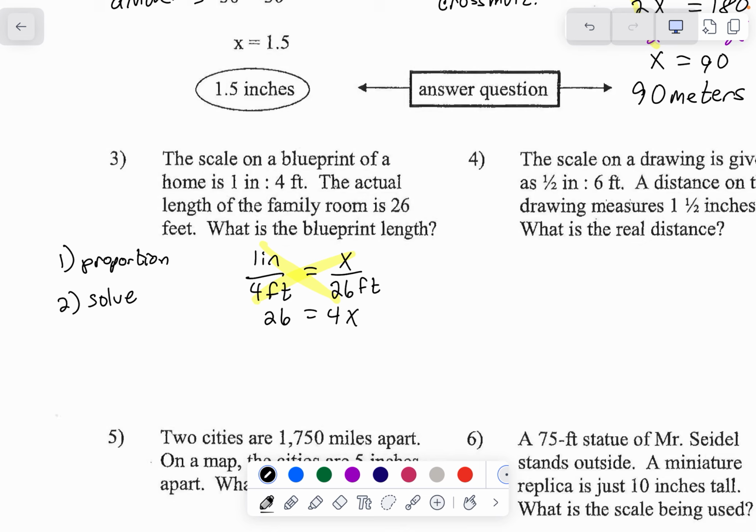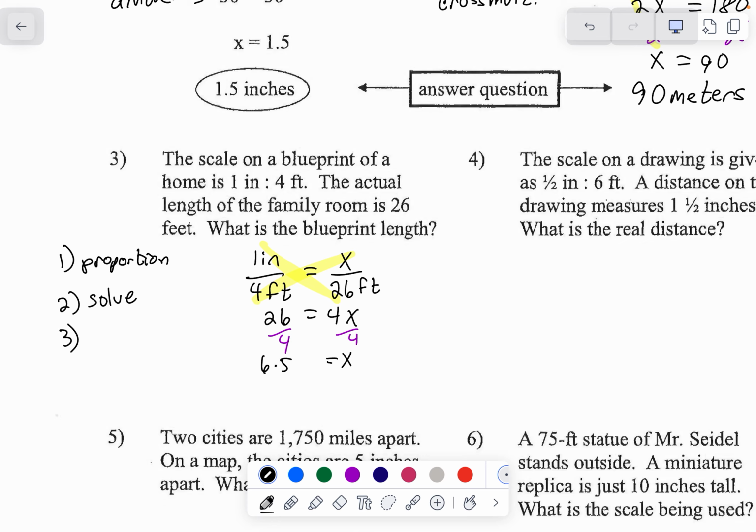Okay. And then how do we get that X by itself? Divide by 4. So we're going to divide by 4. And because this is a real life application, getting that decimal is a good idea. Rounding maybe to the nearest tenth is probably a good idea. This one rounds to the nearest tenth automatically, and we get 6.5.